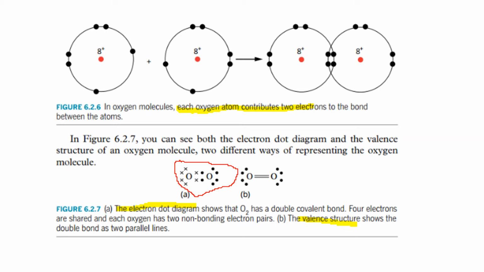Alright, so electron dot diagram, and now I'll highlight this for you. I'll draw this. So electron dot diagram is A, valence structure in this case is B. Alright, I'm just going to move on to the next slide.